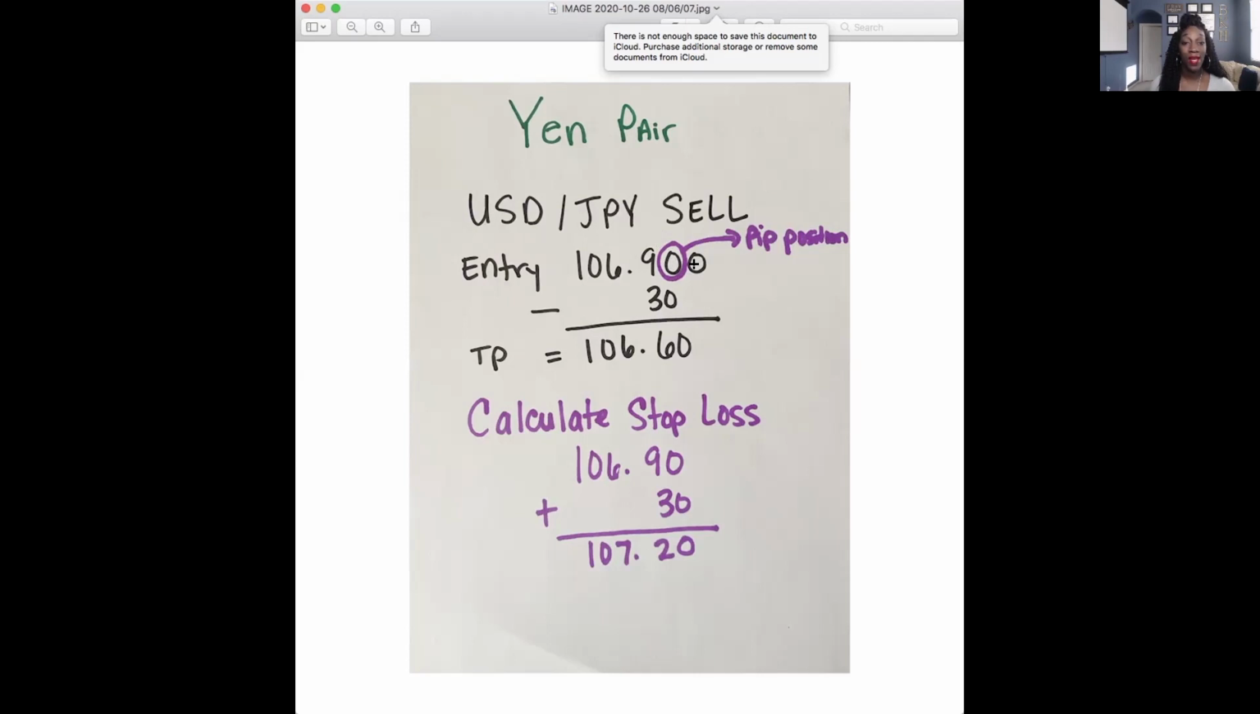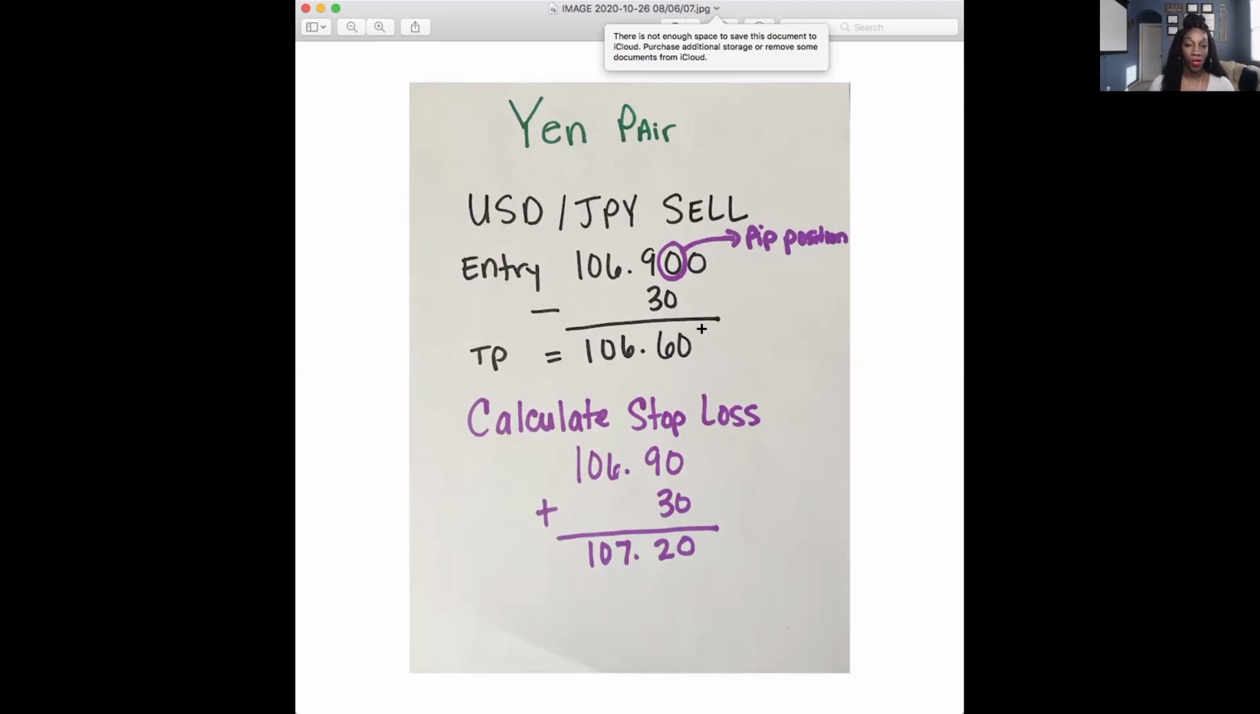So if we were selling USD JPY and our entry price was 106.90, all you're going to do is subtract 30 to get your take profit, okay? What do we do when we buy? We add. So if you were buying in the market and you wanted to get your take profit, you would simply add 30 to 90. And all you do is, if this was addition, you would add 9 plus 3, carry the 1, and it would be 107 point, you have your take profit.